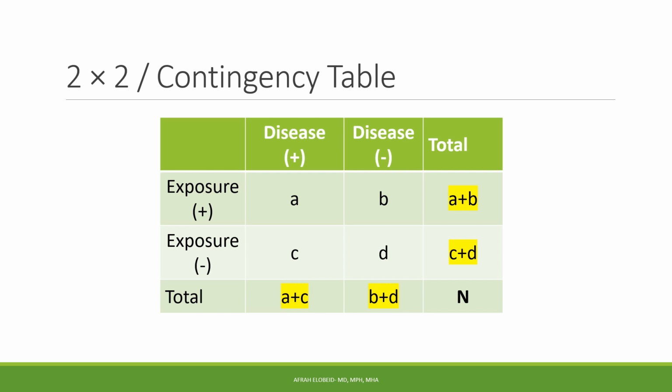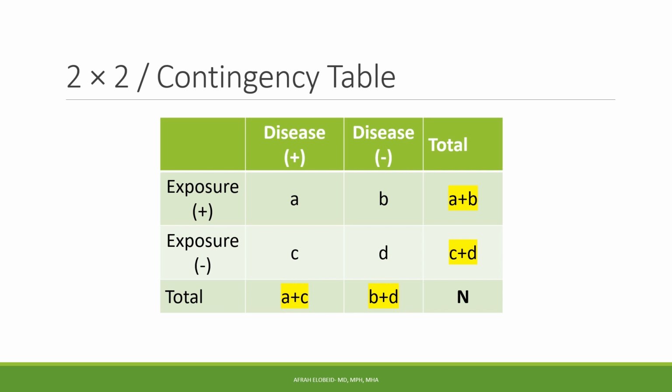Why? Because if you mix up the labeling of the rows and columns, the answers will eventually get mixed up. So the standard way is to put the disease and non-disease on the columns, which are the vertical lines. As you see here, disease positive usually goes first, disease negative goes second. And you put the exposure and non-exposure on the rows, which are the horizontal lines.